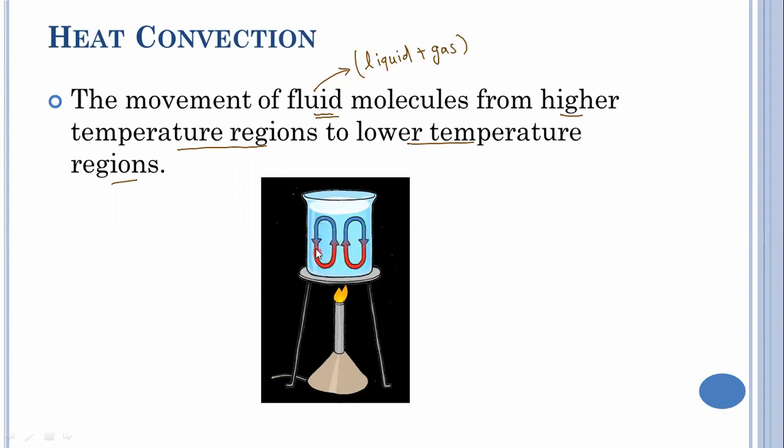So basically there is a motion of molecules. Movement of fluid molecules takes place from the higher temperature region to the lower temperature region. So this is how the complete water inside the beaker gets heated up. So what is the mode of heat transfer there? Convection. It's convection. So please remember what is convection. It is a movement of fluid molecules from high temperature region to low temperature region, and it takes place in liquids and gases.